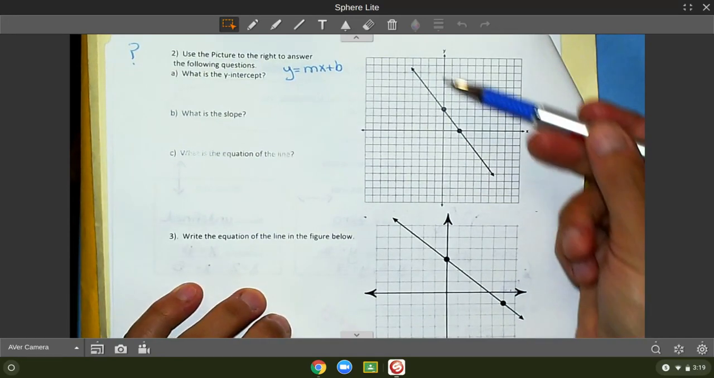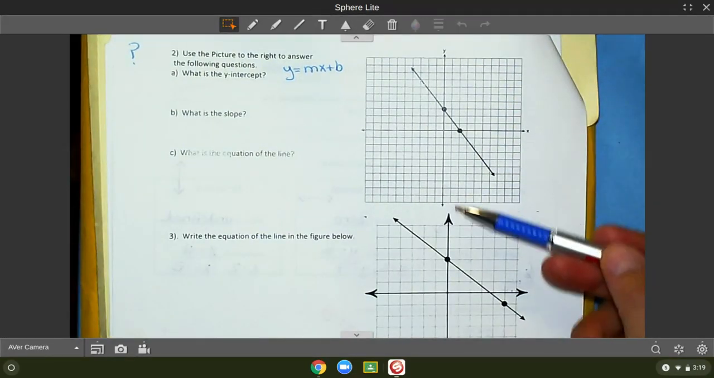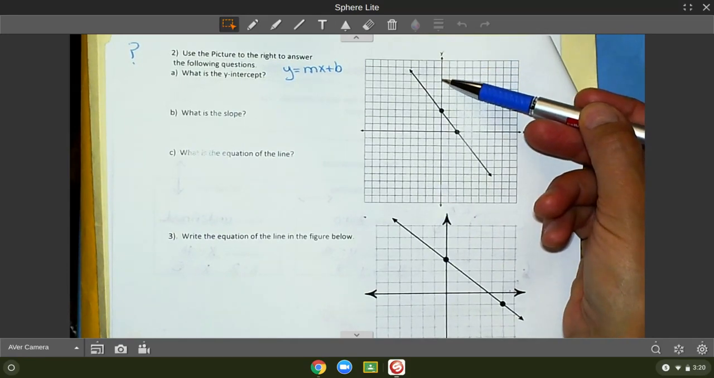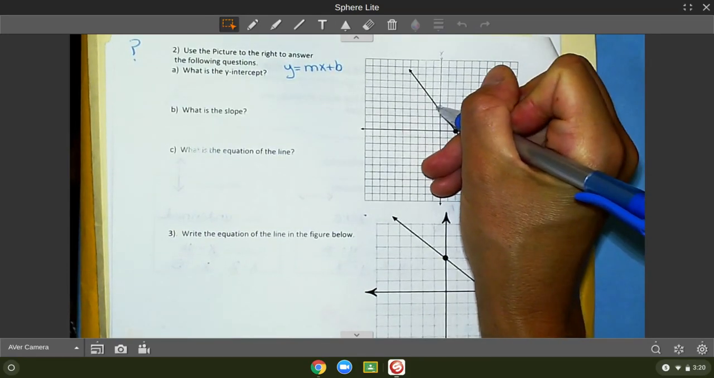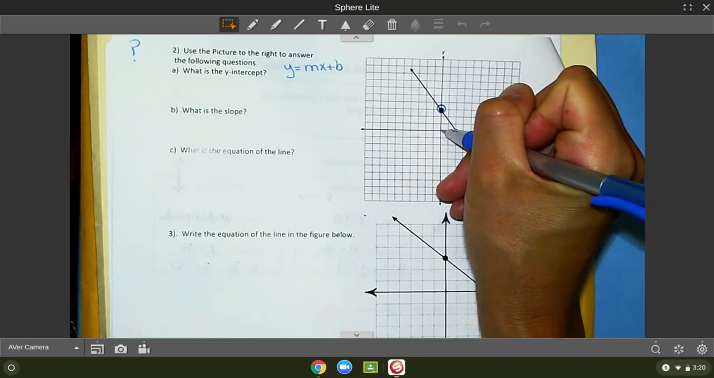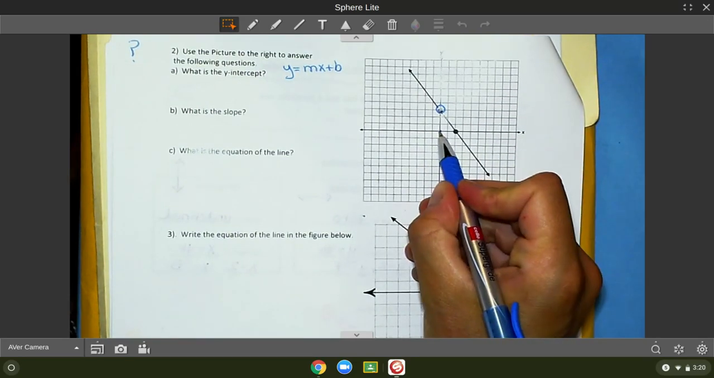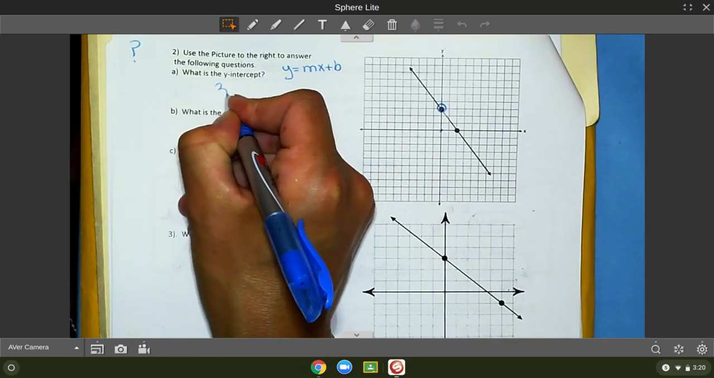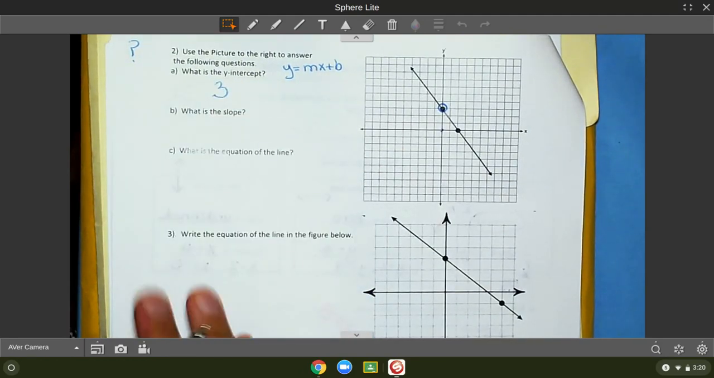So if we look carefully, the y-intercept is where it crosses the y-axis. It's the starting point. So on my y-axis, I'm going to go, and here's my y-intercept. So what number is that? We'll start at the origin, and we count up. So that's 1, 2, 3. So our y-intercept is a positive 3.